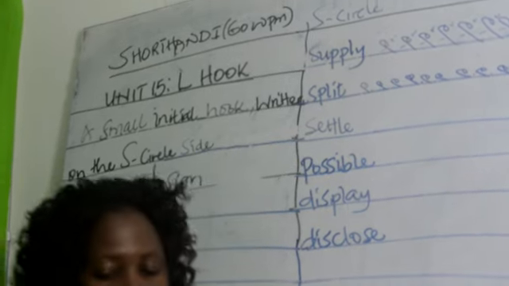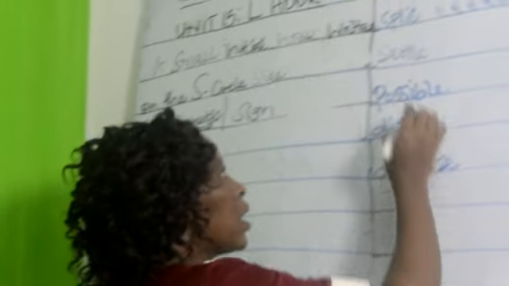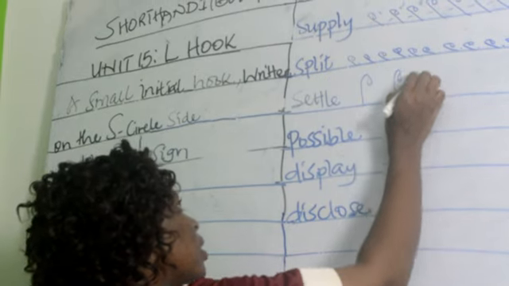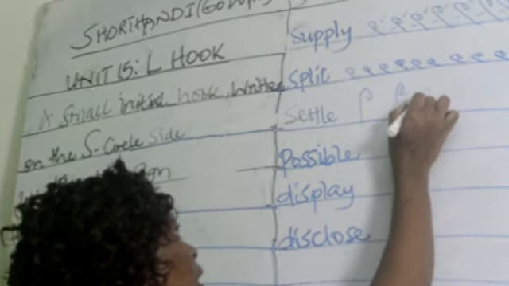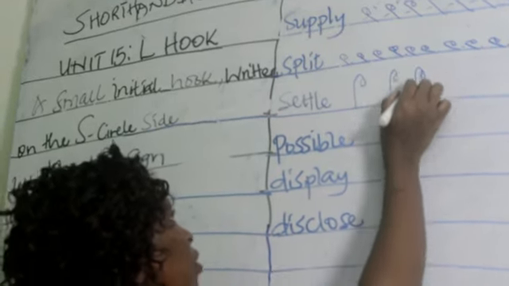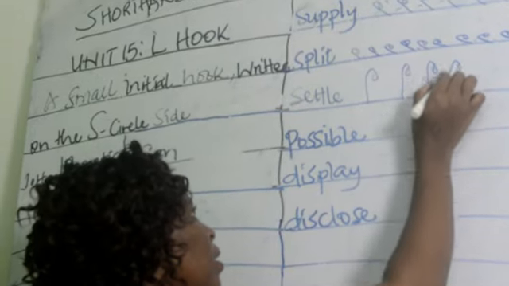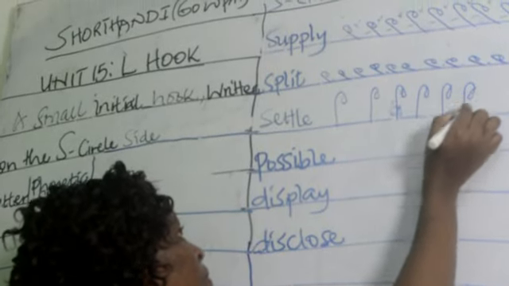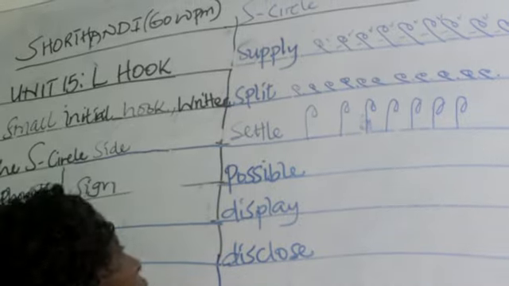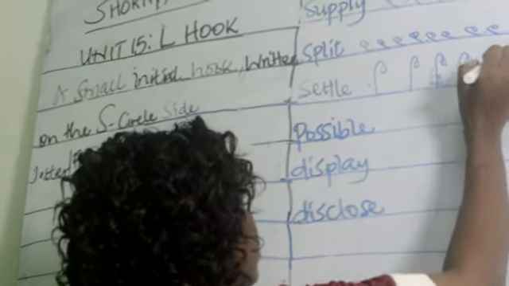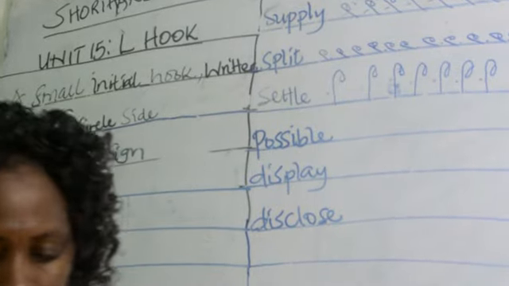We have the word settle. Settle, it is an S circle and a stroke of T hooked for L. Settle. An S circle and a stroke of T hooked for L, and we are drilling it on the line because of short L.